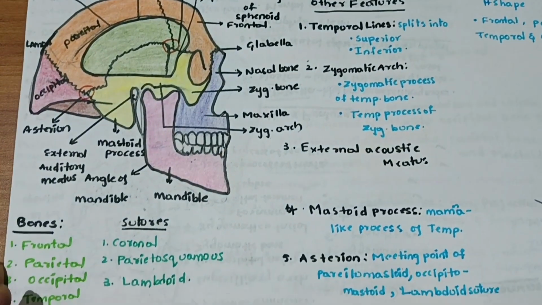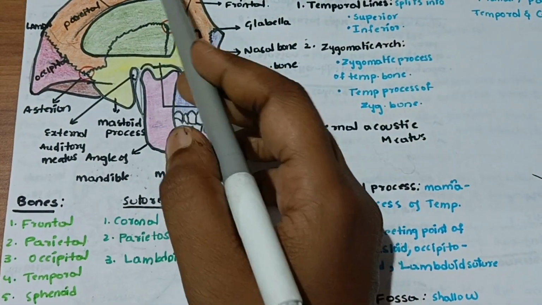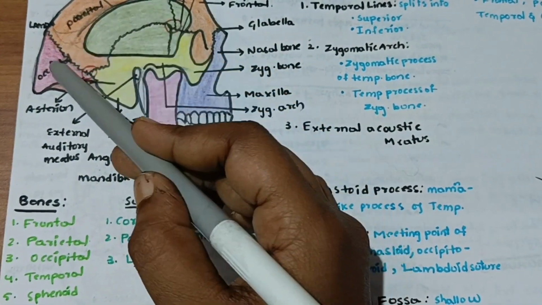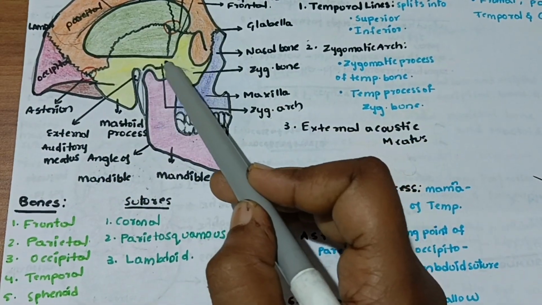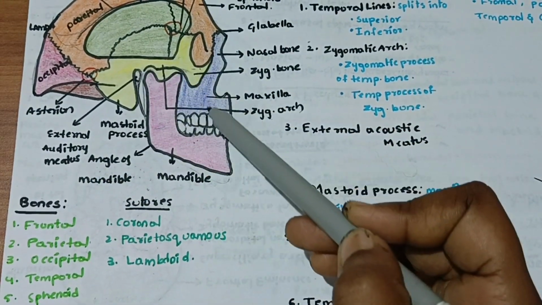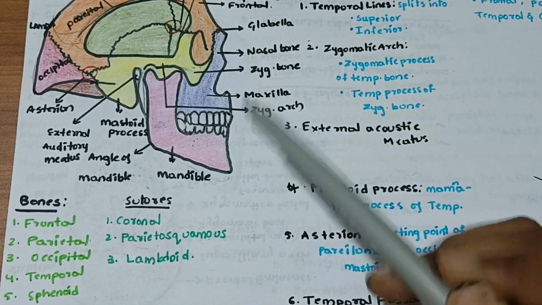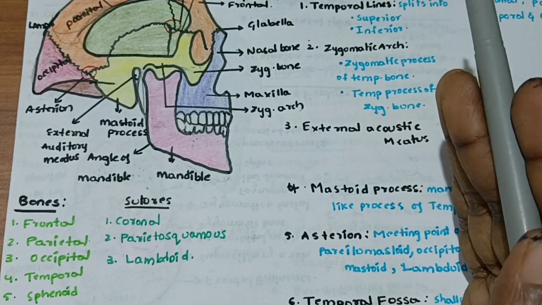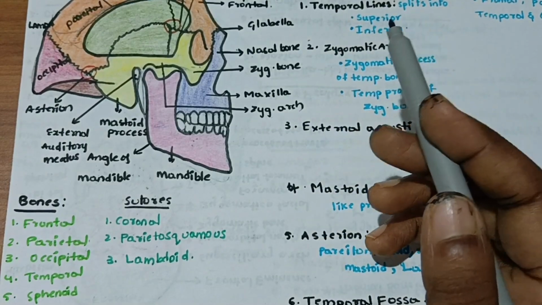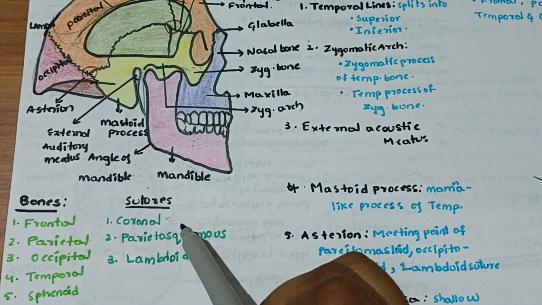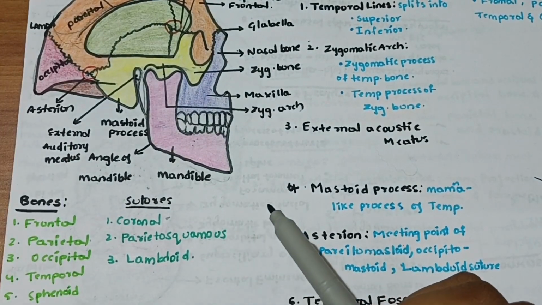Yes, what are the bones I said? The frontal bone, parietal bone, occipital bone, temporal bone, sphenoid bone, zygomatic bone, mandible, maxilla, and the nasal bones. Yes, these are the bones involved in the lateral view of the skull. What are the sutures? Coronal, parietosquamous, and the lambdoid suture. These are the bones and the sutures.